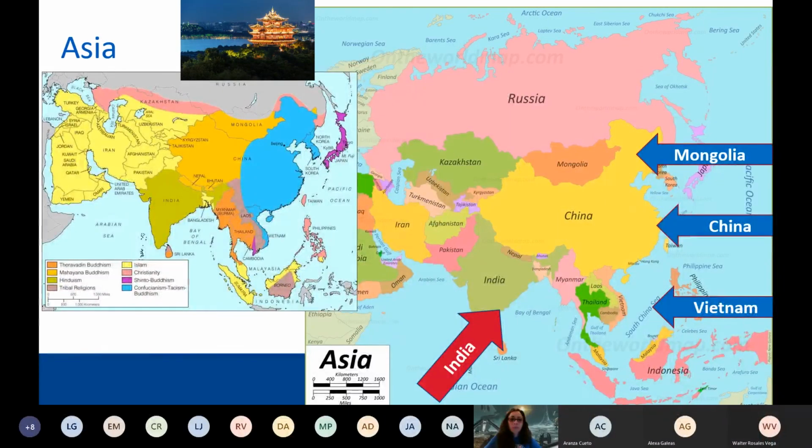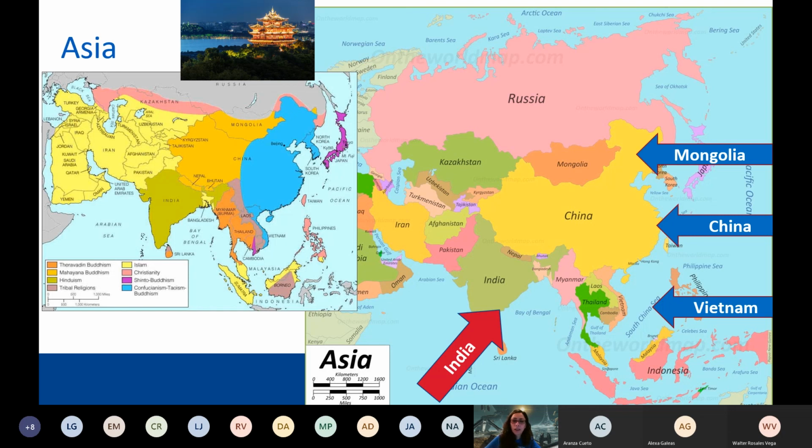And then we don't have a whole lot of slides left. Moving on to Asia. In Asia, you will be looking to be able to identify India at the bottom, Mongolia at the top between China and Russia, China, a huge key country. If you can find China, you're kind of good. And then Vietnam just underneath China. All ancient, fascinating civilizations in their own right.